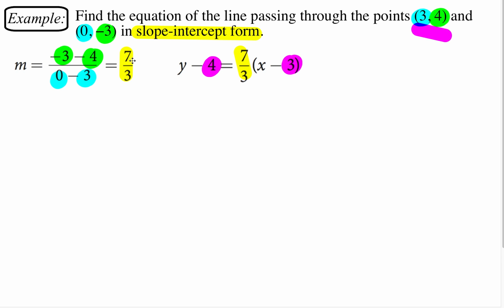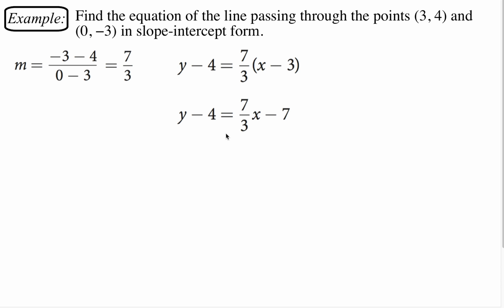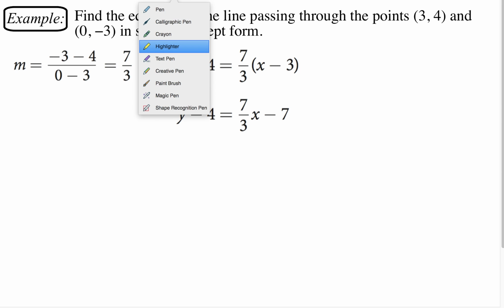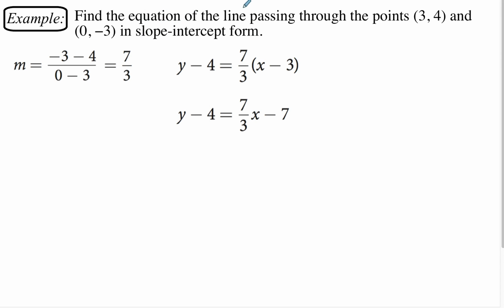And so then what we need to do to get it in slope-intercept form is add 4 to both sides. But first we need to distribute the 7/3 through the parentheses. So let's go ahead and distribute the 7/3. So y minus 4 is 7/3 x minus, now the 3's will cancel here when we distribute that one. Let's just take a look at that. I don't want to lose any of you in the video here.